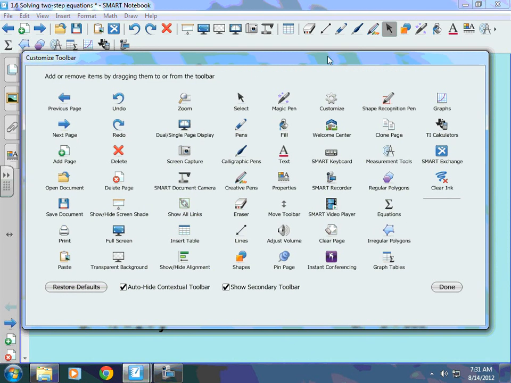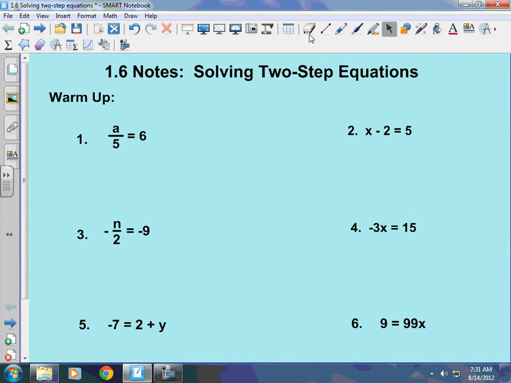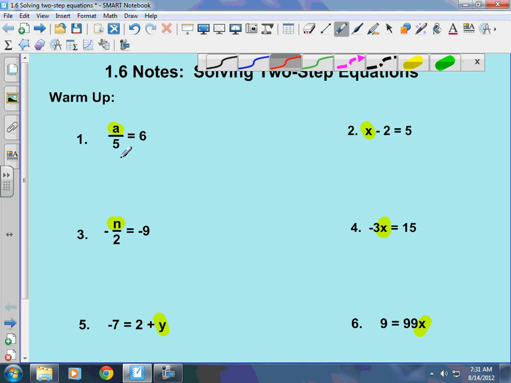Okay. In order to solve an equation, you have to undo it. You have to get the letter all by itself. So I want this A to be by itself, this X, this N, this X, this Y, this X. I want all those things to be by themselves on one side of the equal sign.